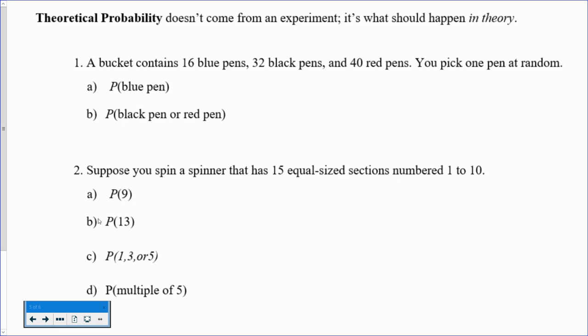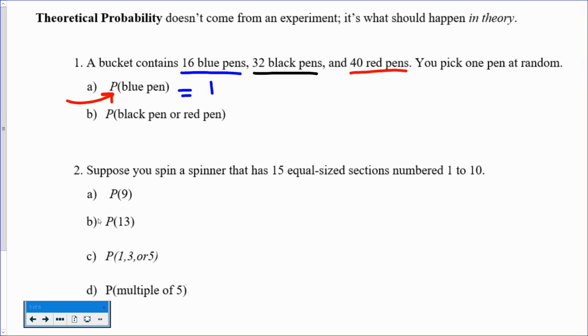So number 1, a bucket contains 16 blue pens, 32 black pens, and 40 red pens. You pick one pen at random. So I'm not sure if you've seen this notation for probability before. It has that capital P in front of it. That means probability. In parentheses, that's telling you what you're finding the probability of. Okay, so that means what is the probability of a blue pen?